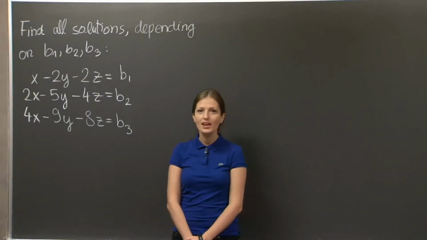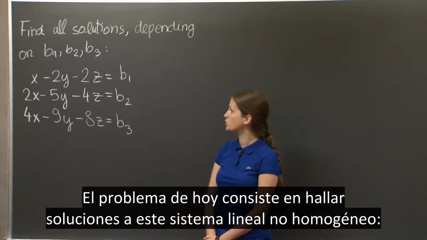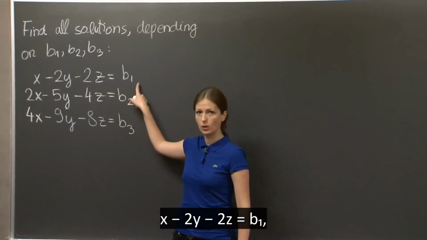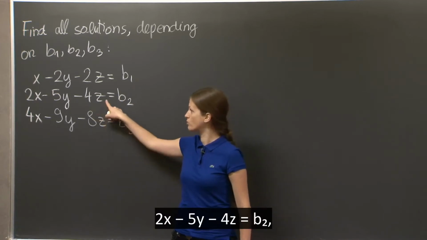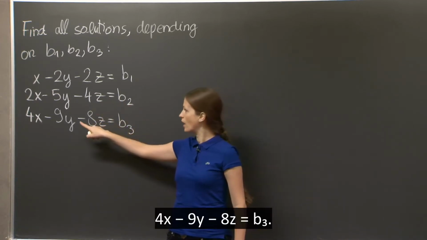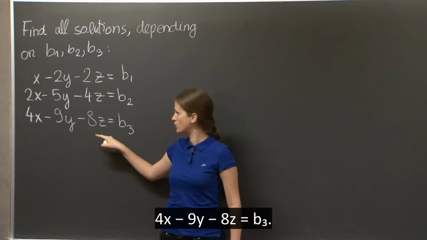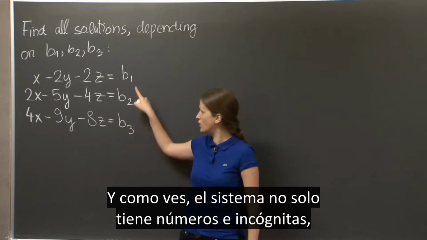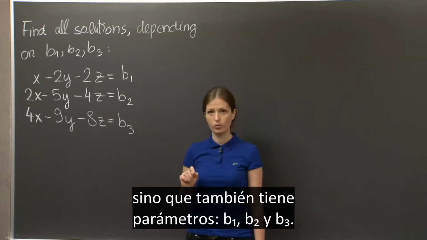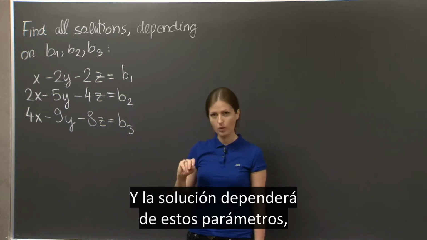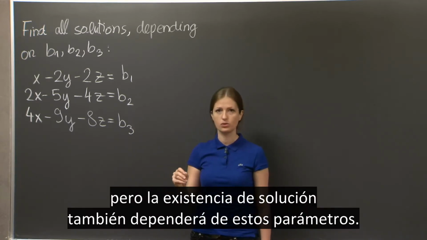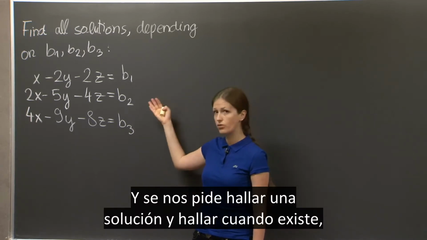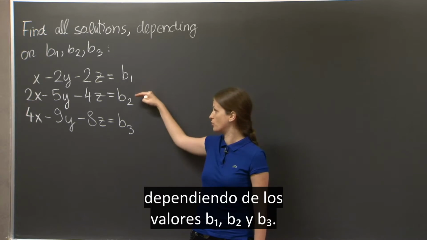Hi, welcome. Today's problem is about finding solutions of this non-homogeneous linear system: x minus 2y minus 2z equals b1, 2x minus 5y minus 4z equals b2, and 4x minus 9y minus 8z equals b3. As you can see, the system doesn't only have numbers and unknowns, it also has parameters b1, b2, and b3. The solution will depend on these parameters, but also the existence of the solution will depend on these parameters. We're asked to find the solution and find when it exists, depending on the values of b1, b2, and b3.